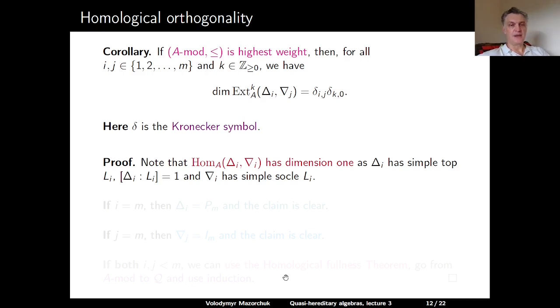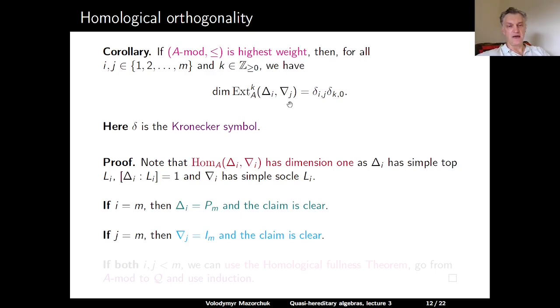After this observation, let's do induction on the maximum of i and j. So if i is equal to m, then we know that delta m, the corresponding delta i, is just the projective module Pm. And then the statement is clear. If we put the projective module Pm here, then all Ext vanish of higher degrees than 0. So delta m has a unique Hom to nabla m, and delta m, so Pm, doesn't have any Homs to nabla j for j smaller than m by construction of nabla j. So in this case, the statement is clear.